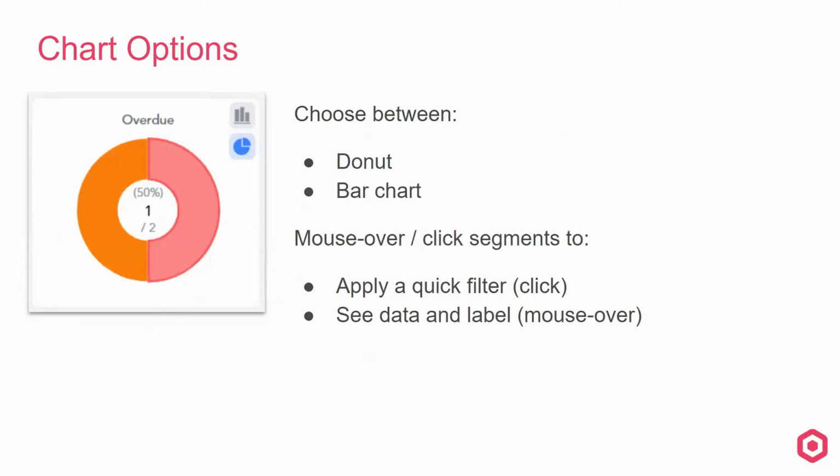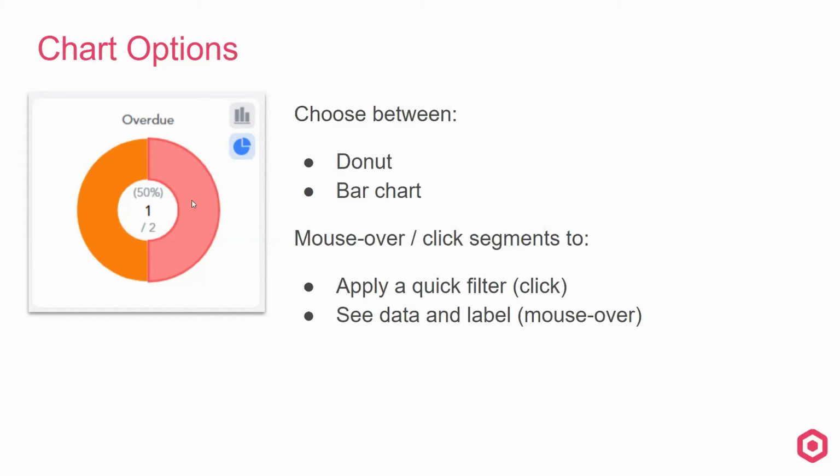So if we have a little look at charts now, on the issues log, you get to choose between a donut and a bar chart. On the operations log, there are more options. And if you mouse over one of the segments, it will highlight, it will give you the label to tell you, okay, in this case, red means overdue. And it will also tell you how many results there are. So there is 1 overdue item out of 2 results, which represents 50%.